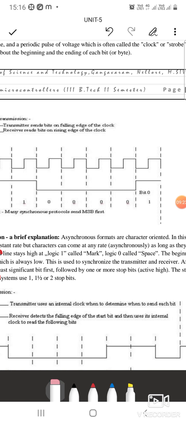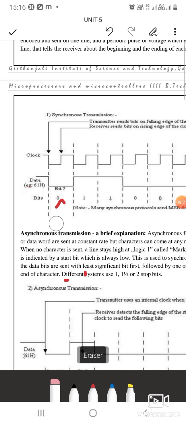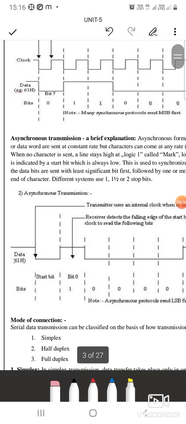That is about synchronous transmission. Simply, you are going to use the clock and its rising edge and falling edge for transmitting and receiving the data, for the start of the data transfer and the end of the data transfer.